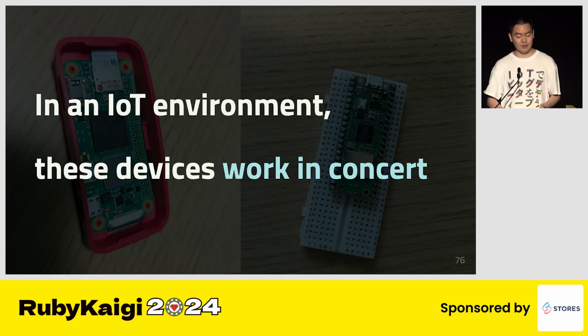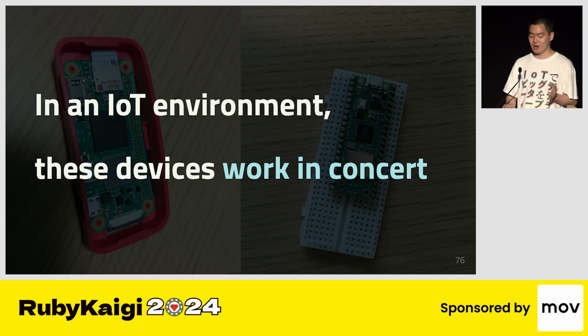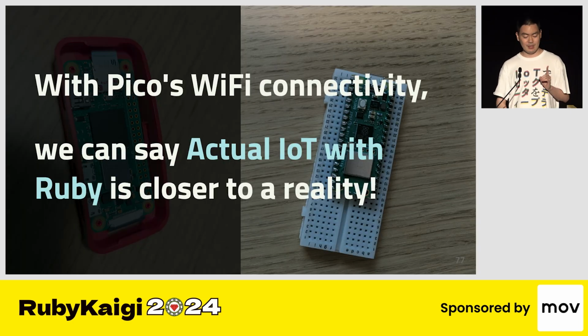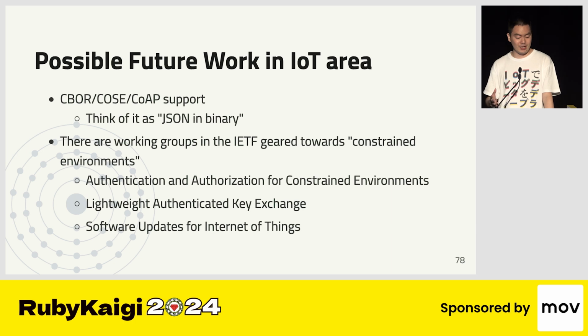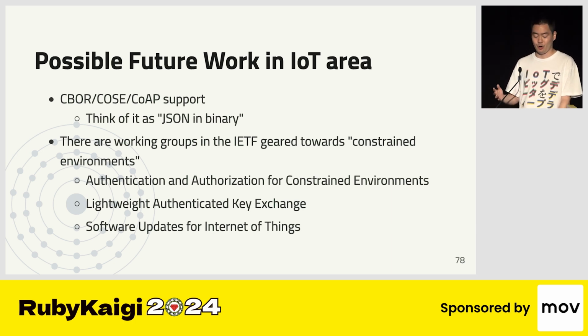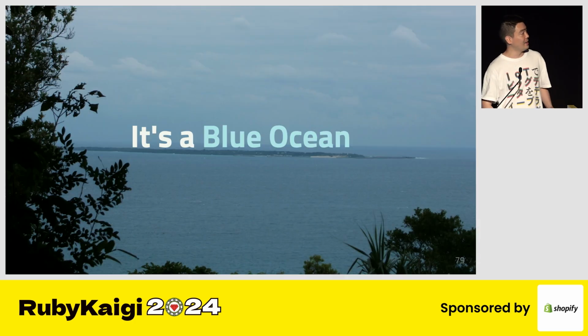So in an IoT environment, these devices work in concert. With PicoRuby's Wi-Fi connectivity, we can see that actual IoT with Ruby is closer to reality. And there are some stuff that we can do in the IoT area, like CBOR and COSE, CoAP support, which is like JSON in binary. And there are working groups in the IETF that work towards constrained environments, which is the equivalent of IoT devices. So we can say PicoRuby and IoT, that's a blue ocean. The community is waiting for your contribution.